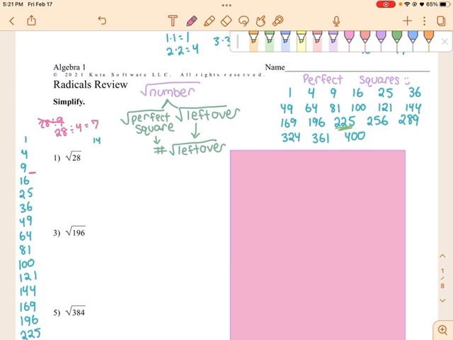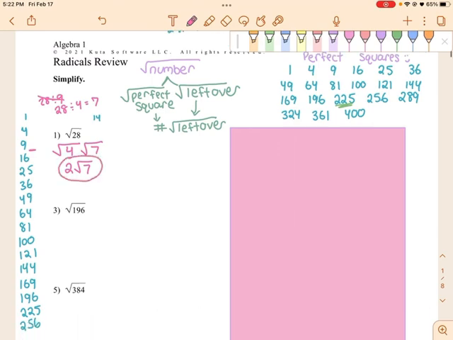So then I'm going to break this up, square root of 4, square root of 7, and that becomes 2 radical 7. The words radical and square root, they're interchangeable. They mean exactly the same thing. So you can say radical or square root.